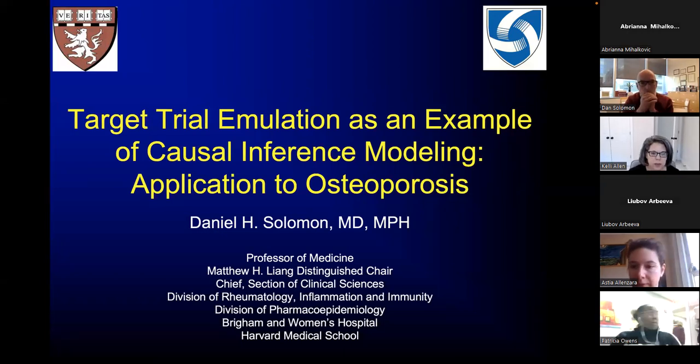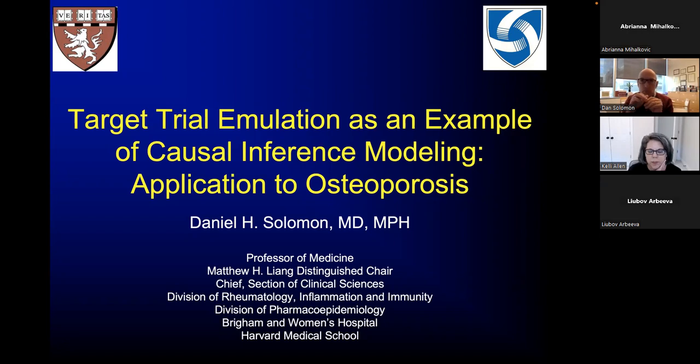Dr. Solomon has been for years involved in various types of clinical rheumatology research, which include both epidemiology and clinical trials. And he's going to talk to us today about a method I'm excited about hearing about, which is target trial emulation as an example of causal inference modeling with application to osteoporosis. Dan, whenever you're ready. Super. Thanks so much, Kelly, for the invitation, and glad to speak today.